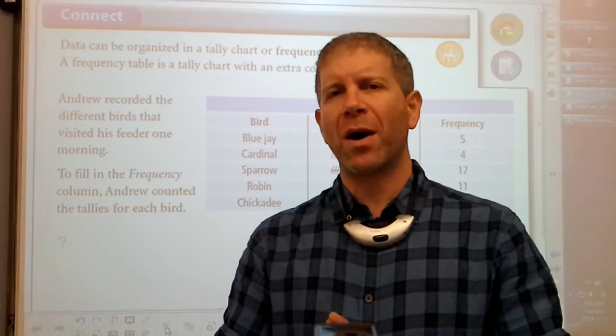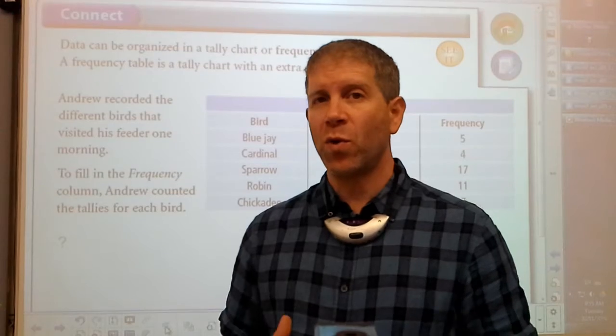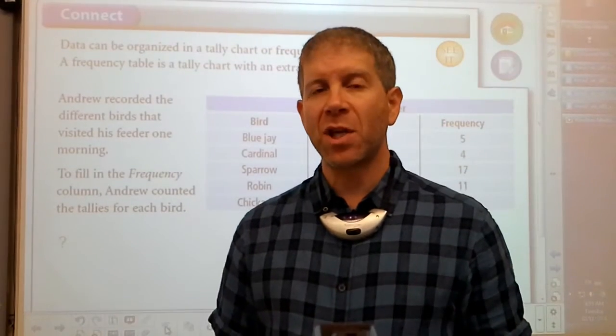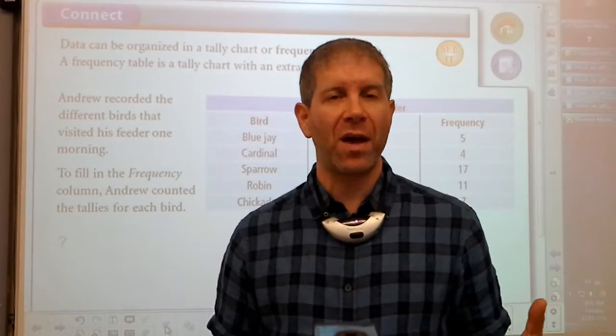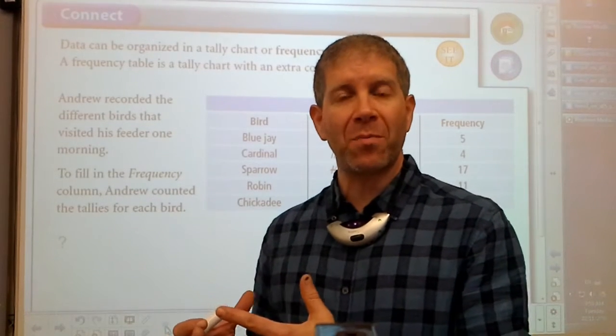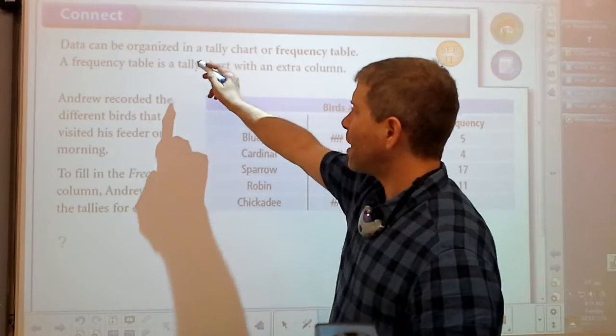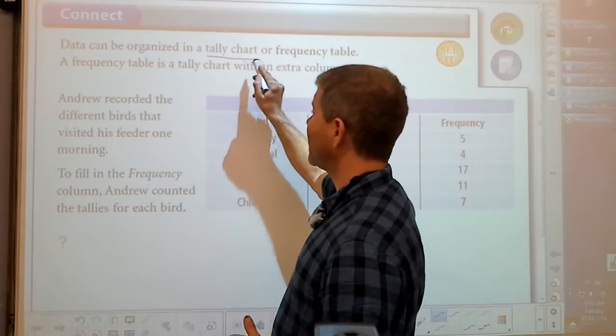Today we're going to talk about recording data. Data, again, are the numbers that you get or the results that you get when you have conducted a survey or some kind of experiment. And we need to record those and then present them in a way so that people can understand them. So data, the numbers, can be organized as a tally chart.